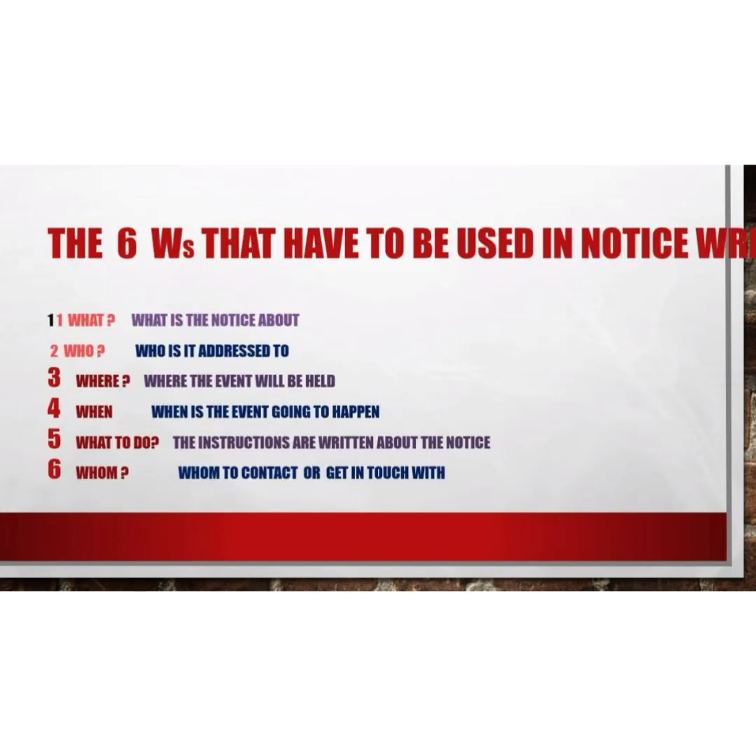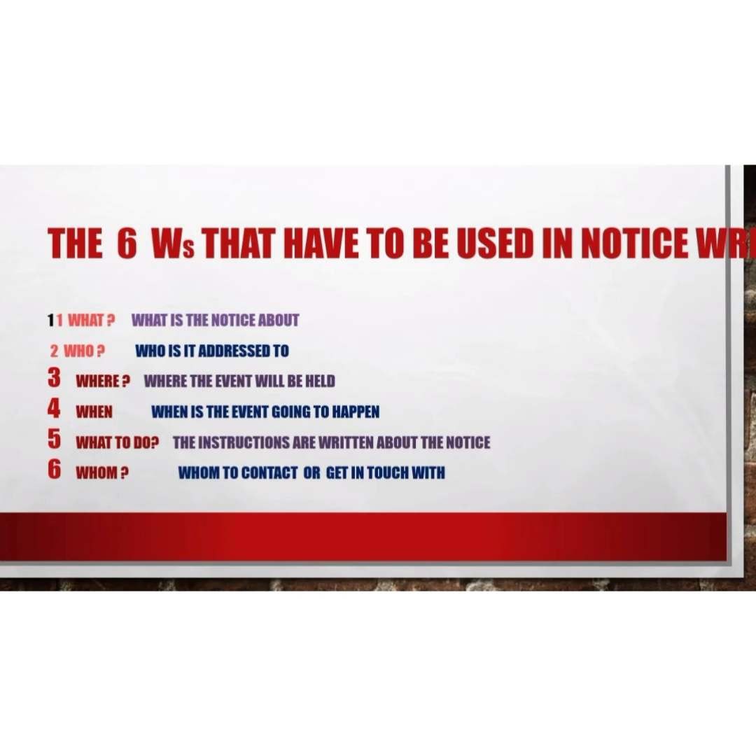The 6 W's that have to be used for notice writing. The first W, what. What refers to what is the notice about. The second W, who. Who it is addressed to. The third W, where. Where is the event going to take place? The fourth W, when. When is the event going to happen? That is the date and the time.